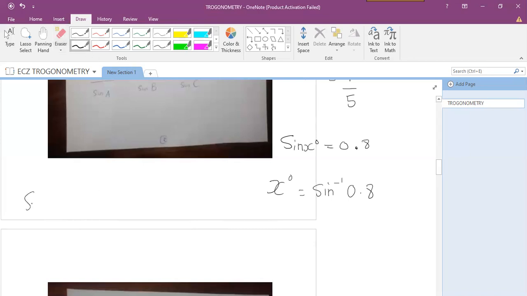After pressing shift, let me write the instructions here. Step 1, press shift, then sine, 0.8. So press shift, then press sine, then put 0.8 on your calculator.